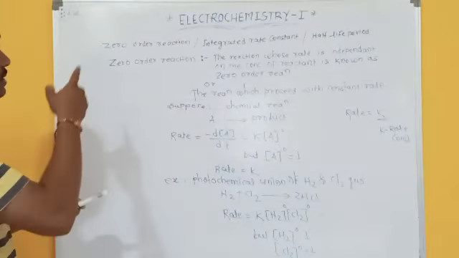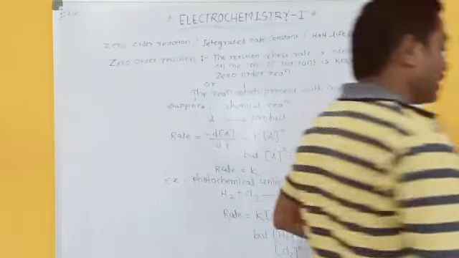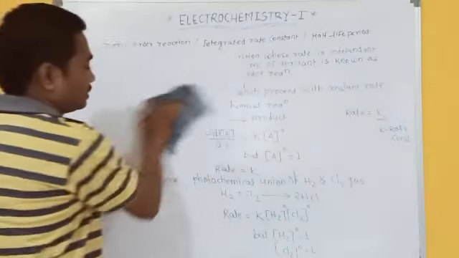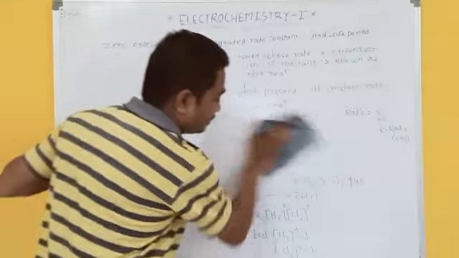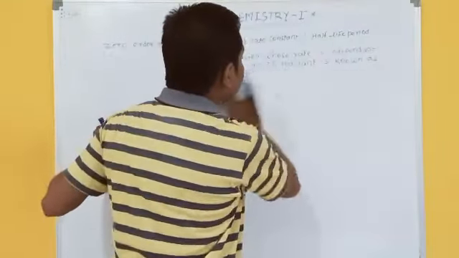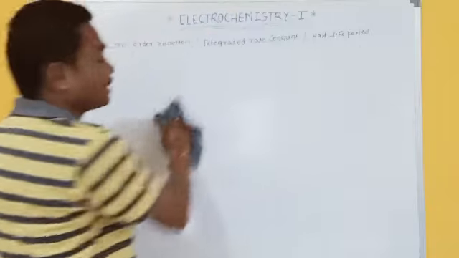After that, we have to discuss the integrated rate constant for zero order reaction. Now, the next concept is the integrated rate constant for zero order reaction.